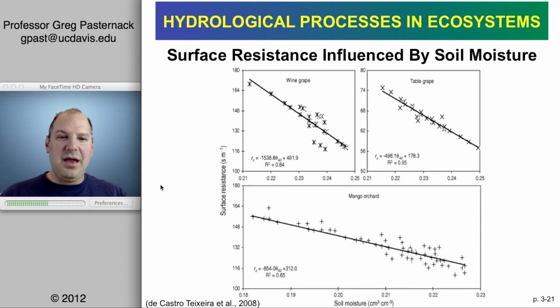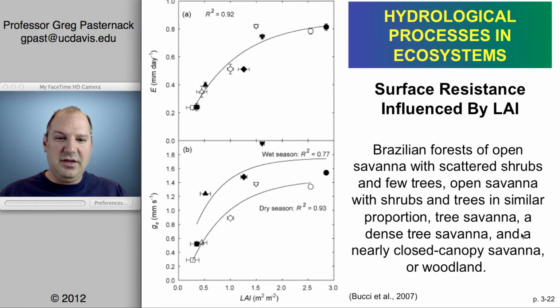Okay, here's another example. Surface resistance for wine grapes, table grapes, and mango orchards as a function of soil moisture. So the more moisture that's in the ground, the tree's like, hey, you can take my water because I can just go get some more, no problem. So the surface resistance goes down, pretty good relationships.